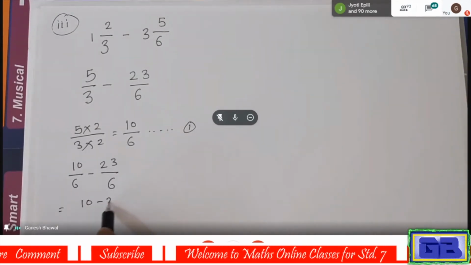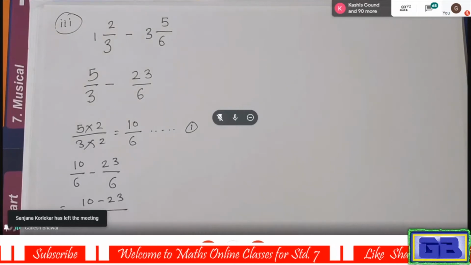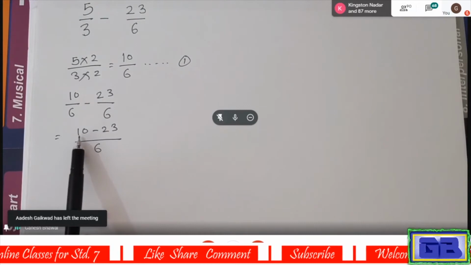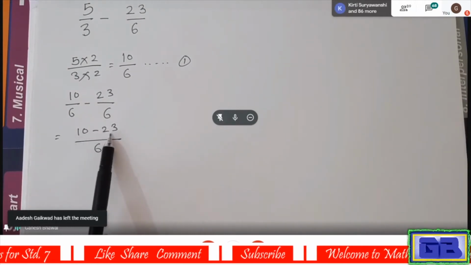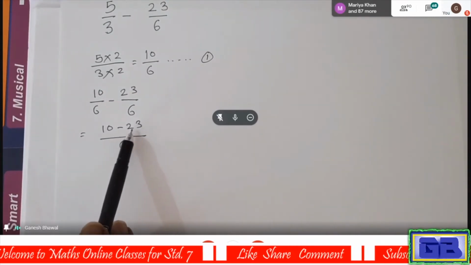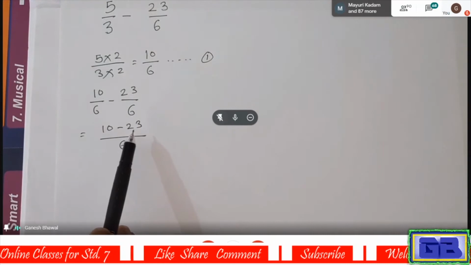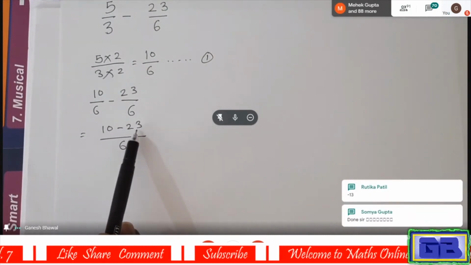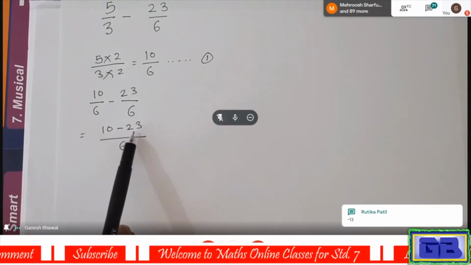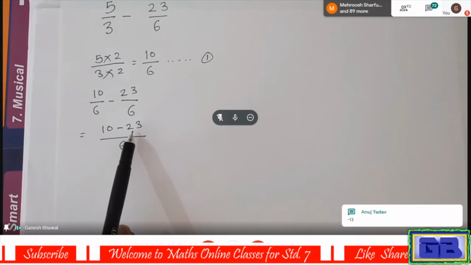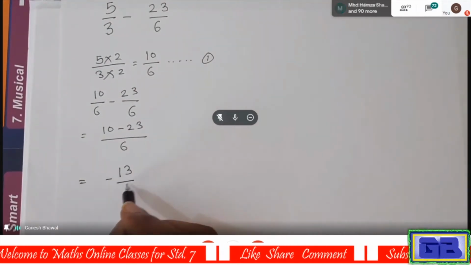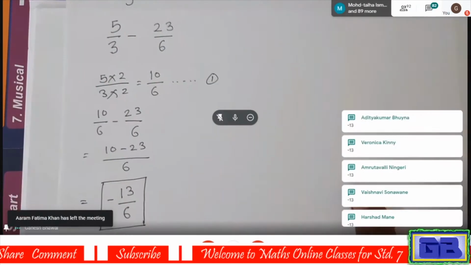Now 10 minus 23 upon 6. See it carefully. When we subtract, the bigger number should be first and the smaller number second. But here we have the smaller number first and the bigger number second. So what do we have to do? We will do bigger number minus smaller number, but we will give a negative sign. Yes, Rutika Patil, negative 13, correct answer. Minus 13 upon 6 is your correct answer.